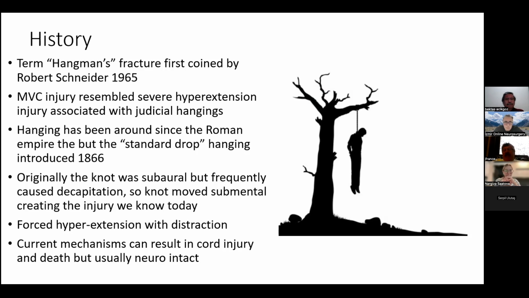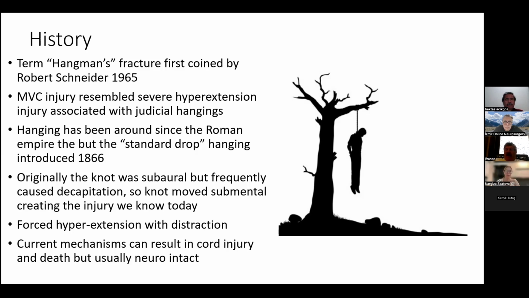Hangings have been with us since the Roman times, the Roman Empire, but the standard drop hanging as a form of execution was really not introduced until around 1866, and it was modified after that. Originally, they would put the knot either behind the head or on the side. The problem was that the person being executed was often decapitated. So they moved the knot anteriorly under the chin, which created a severe forced hyperextension distraction injury that severed the spinal cord, causing immediate death without decapitation.